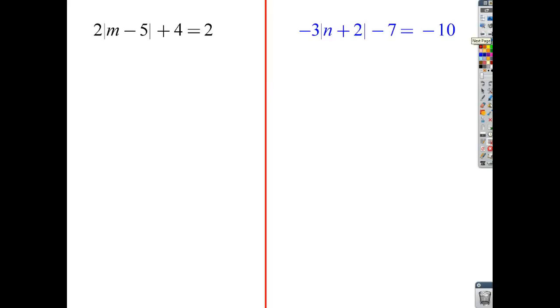All right, let's go ahead, and what I'd like you to do is try to do both of these on your own. All right, well, let's start with the first one on the left, okay? So you try doing the one on the left. Go.